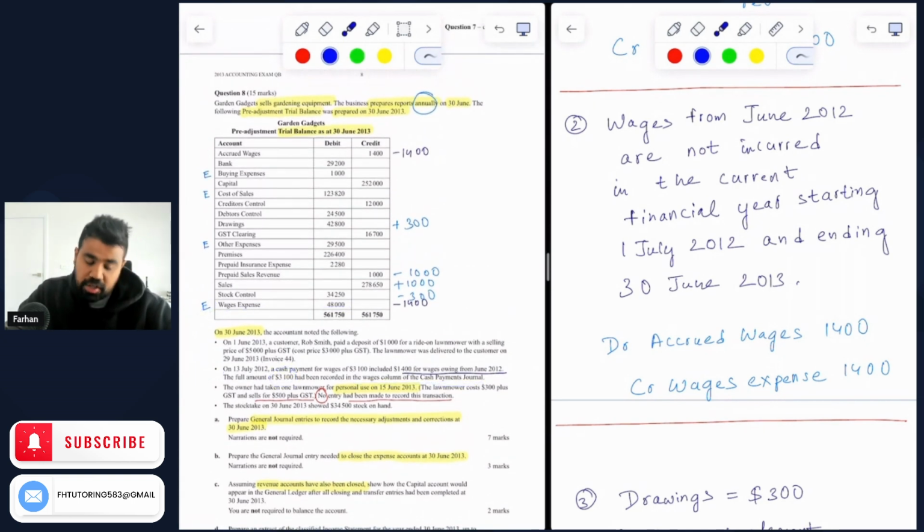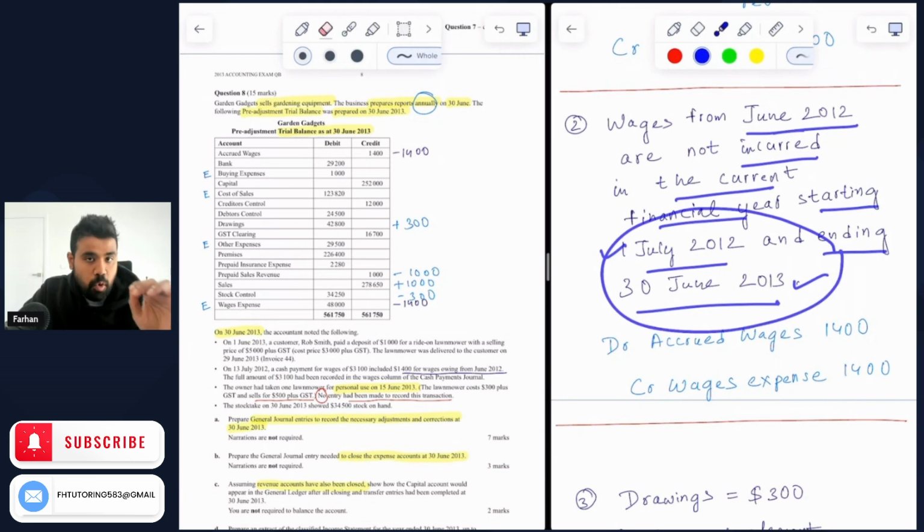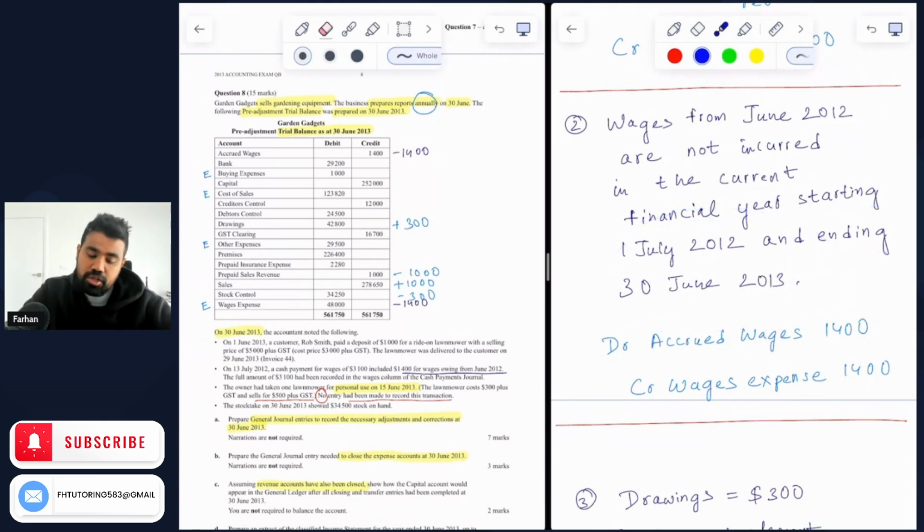On 13 June 2012, we made a payment of $1,400 for wages which were from June 2012. Wages from June 2012 are not consumed or incurred in the current financial year, which started 1 July 2012 and ended 30 June 2013. So we are working with a business that reports annually, and the most recent financial period, based on this question, starts 1 July 2012 and ends 30 June 2013. What happened was that during this financial period, we paid $1,400 for wages that were incurred in June 2012, which is prior to 1 July 2012 and therefore falls in the previous financial period. Therefore, this number is not relevant to calculations for the current financial period, because this is an expense and this would have been closed last year.